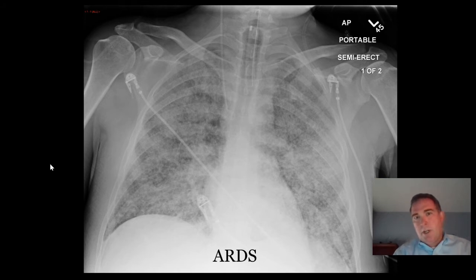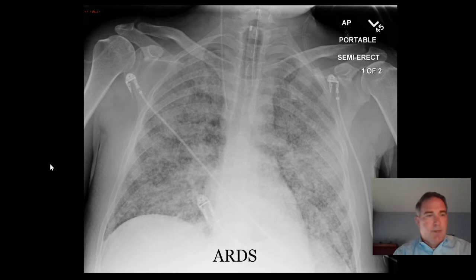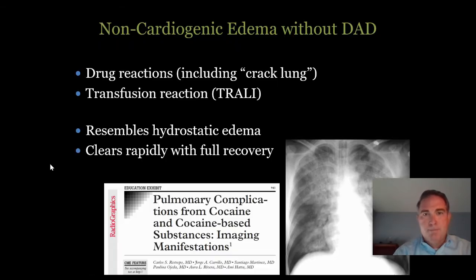So this is one that should strike you as, hey, that's funny looking edema, normal heart, very severe airspace disease. This is someone with ARDS. And then over the course of time, you can see how it starts out kind of fluffy and then coarsens over time and turns into a more fibrotic type pattern.